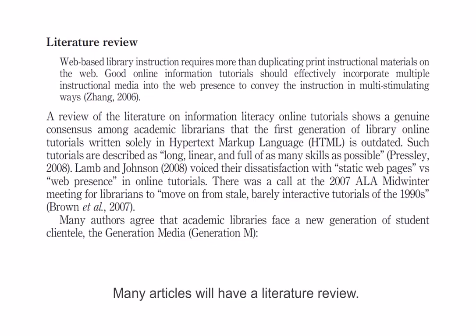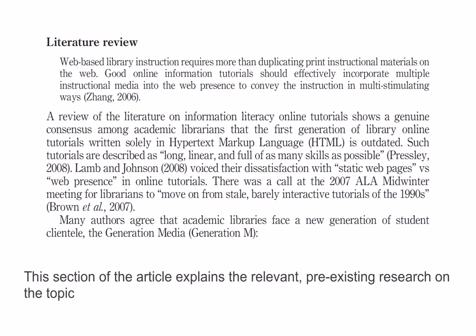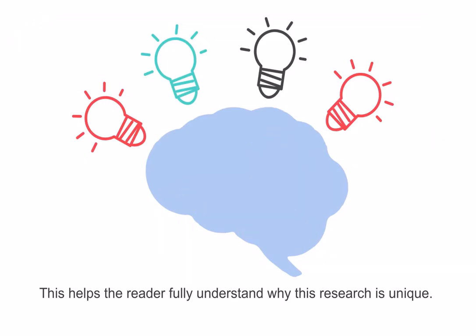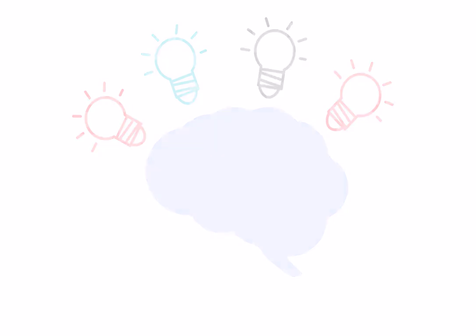Many articles will have a literature review. This section of the article explains the relevant pre-existing research on the topic and maybe reconciles any conflicts between papers. This helps the reader fully understand why this research is unique.